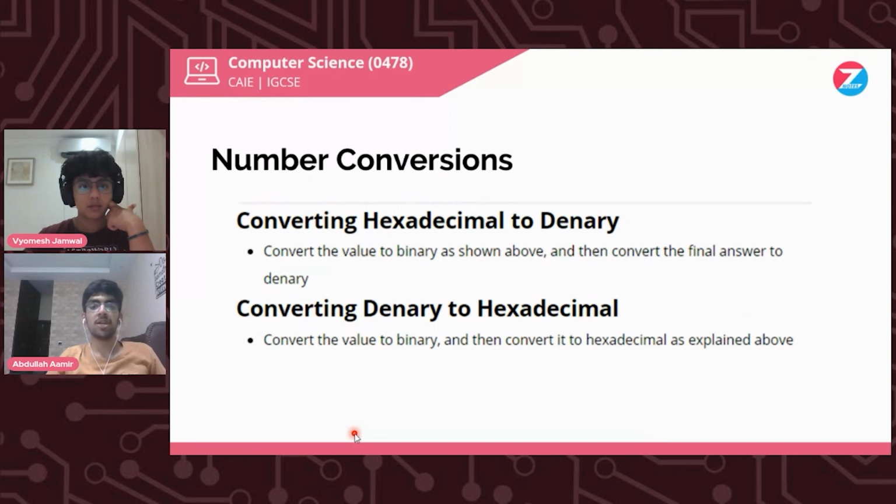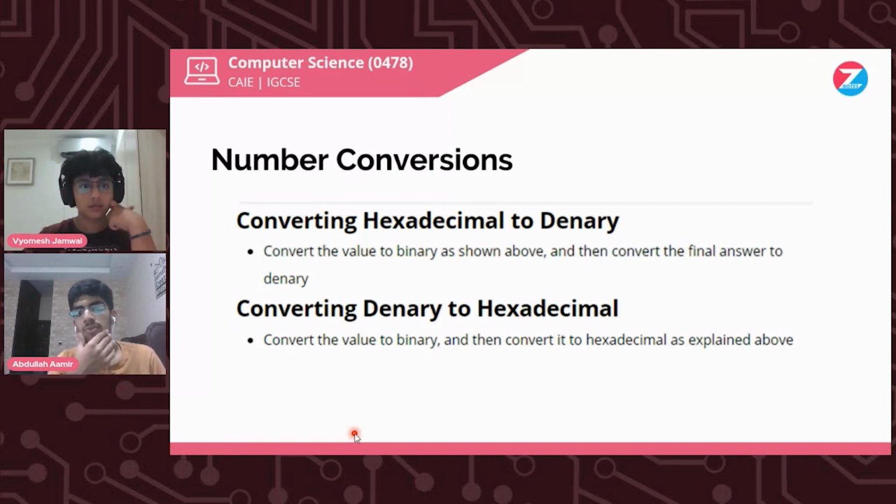Now, hexadecimal to binary and binary to hexadecimal gets a bit confusing. So what I would recommend is that we know how to convert both binary and hexadecimal to denary, so we simply go through the denary bar and then take it onto hexadecimal or binary as the question requires.